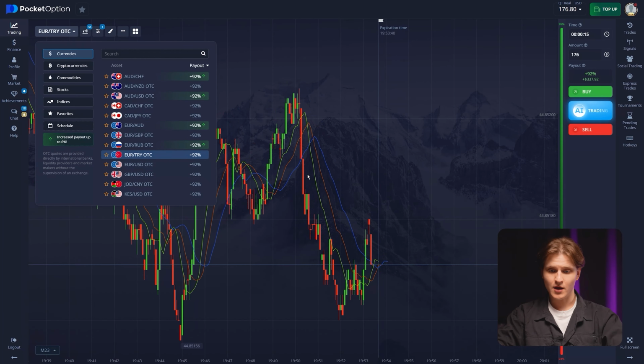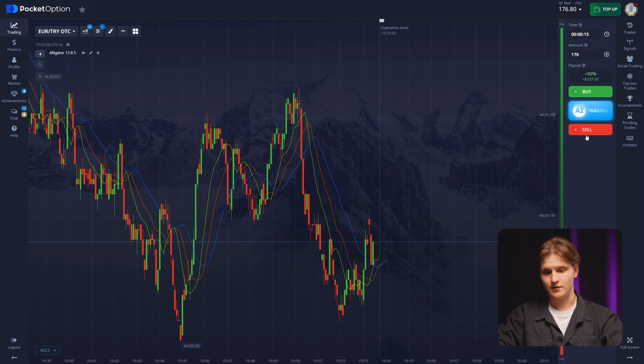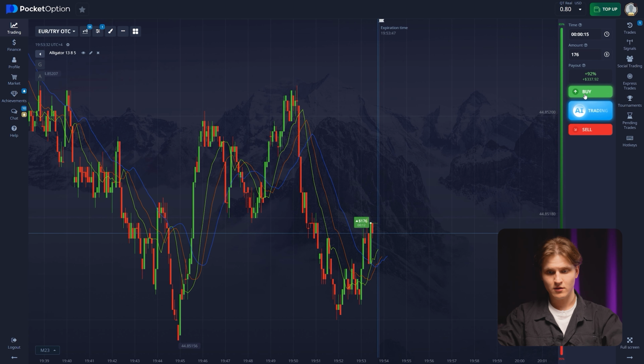I'll move on. I see the beginning of a reversal here. Therefore, I open a position up and wait for the 10 seconds that are left in this trade.